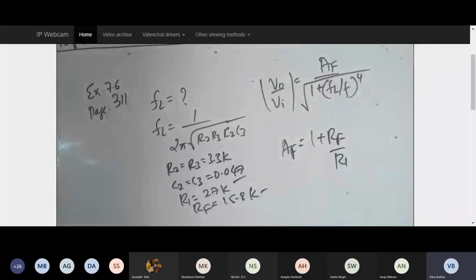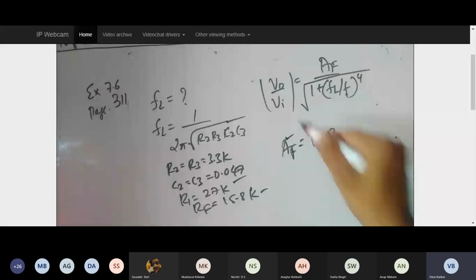Substitute that AF over here. FL you have just now calculated. For the F value, try to put different values, and accordingly you get the different values of V0 by VI.